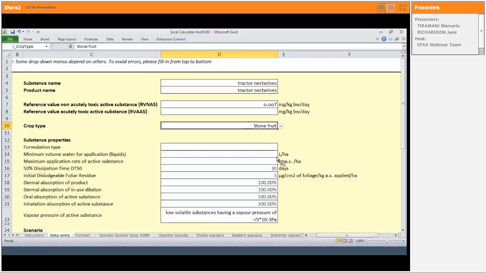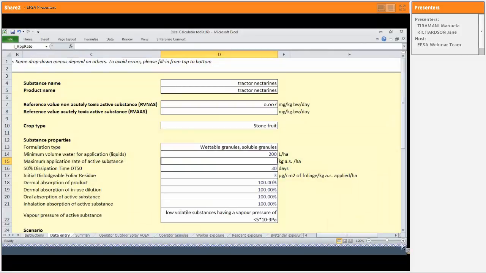It's always a good idea to fill the input screen from top to bottom, because when you make a selection on one drop down, this can affect the drop downs later in the form. And always keep an eye on the unit. So in this case, we're going to look at wettable granules. And then we need to enter the minimum volume of water. When you look at your GAP table, you may see there's a range. In this case, we need to put the minimum volume, and we're going to use 200 litres per hectare, and that's important. Yeah, the minimum, just to have the highest concentration later on, leading to the possible worst case.